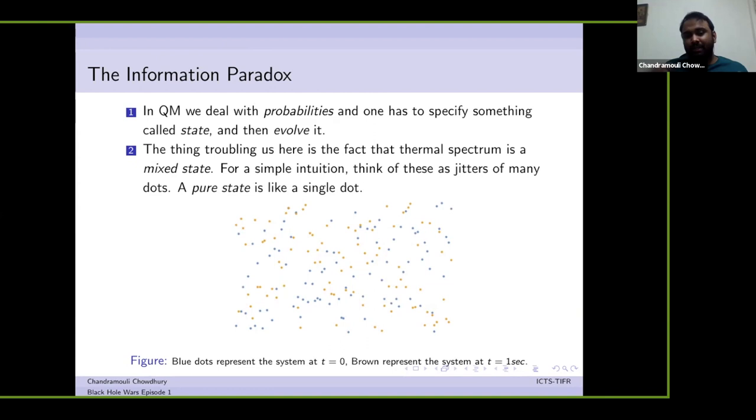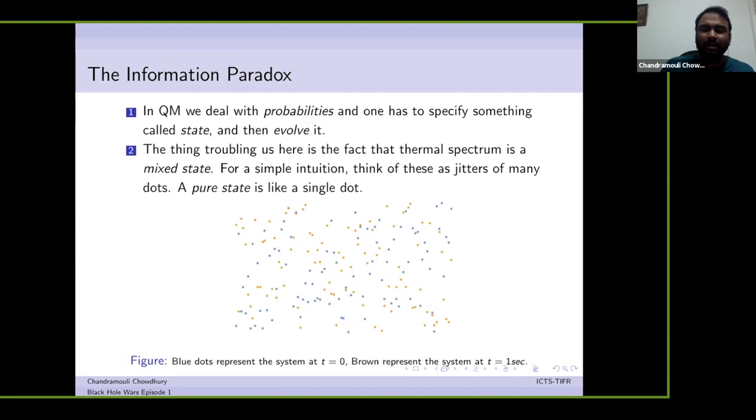So that kind of distributes various kinds of stuff in some to and fro motion, and often what happens is you end up getting a different distribution of energy after some time. So that's what a mixed state is.